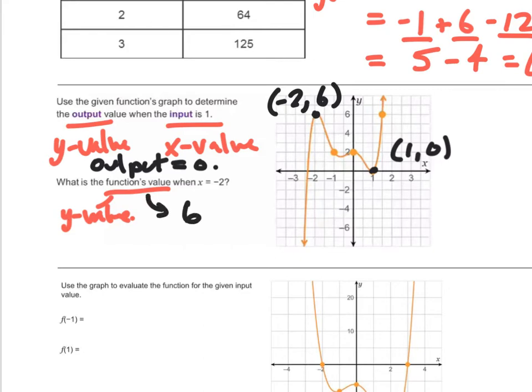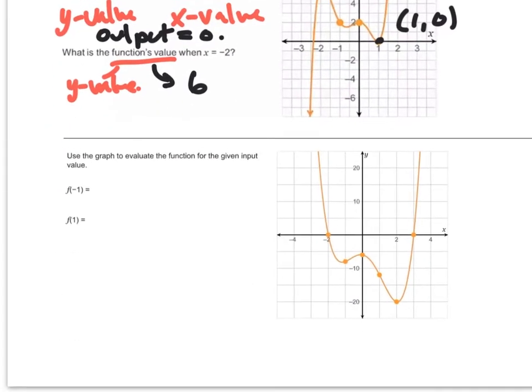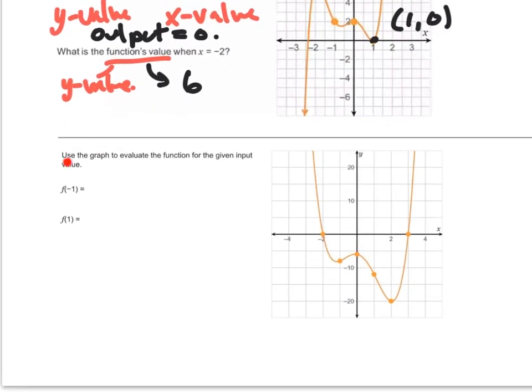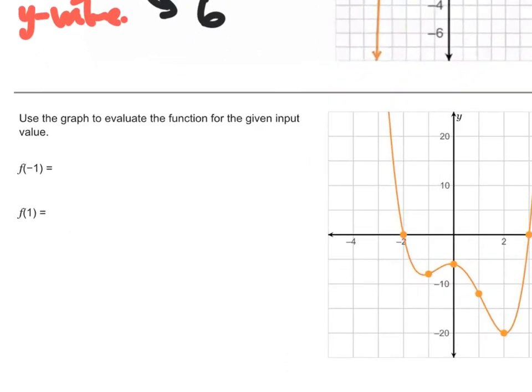And that's it. All right, let's take a look at the next one. It says use the graph to evaluate the function for the given input value. So what this is saying is f of -1 is equal to what? So again, I'm going to write that, and I'm going to zoom in here.